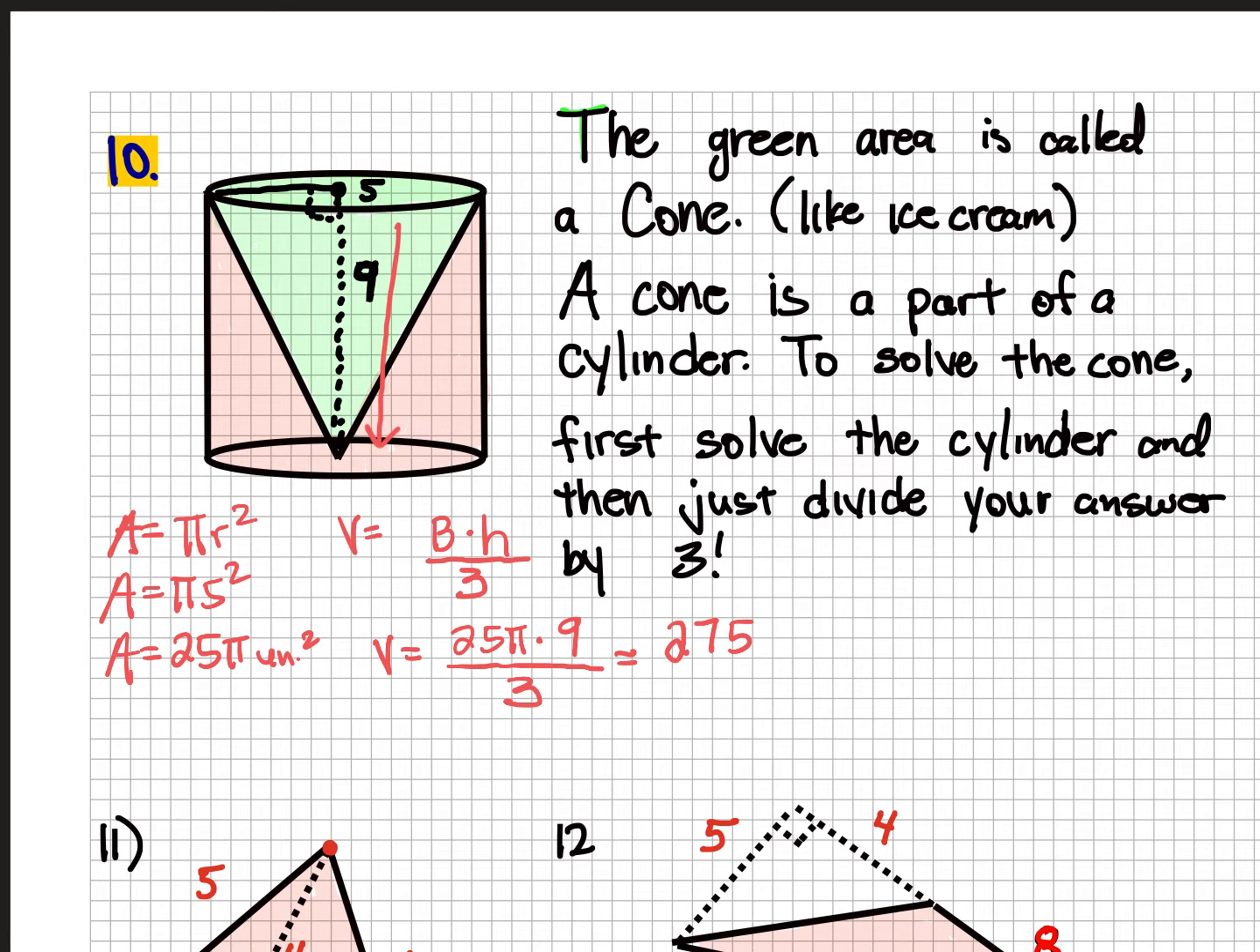275. No, that's not right. 225. 225 pi divided by 3, and 225 divided by 3 is 75 pi units cubed, 3D space.